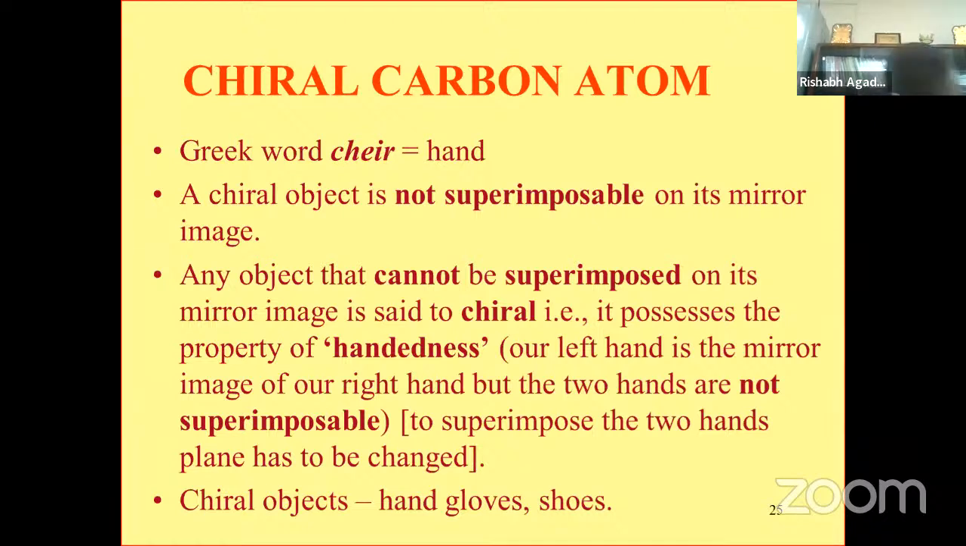Now you are aware of the chiral carbon atom. The Greek word chiral means hand. Now this hand is actually a chiral object and is not superimposable on its mirror image. Any object that cannot be superimposed on its mirror image is chiral. This is the property of handedness. Our left hand is the mirror image of our right hand, but the two hands are not superimposable. To superimpose the two hands, the plane has to be changed.